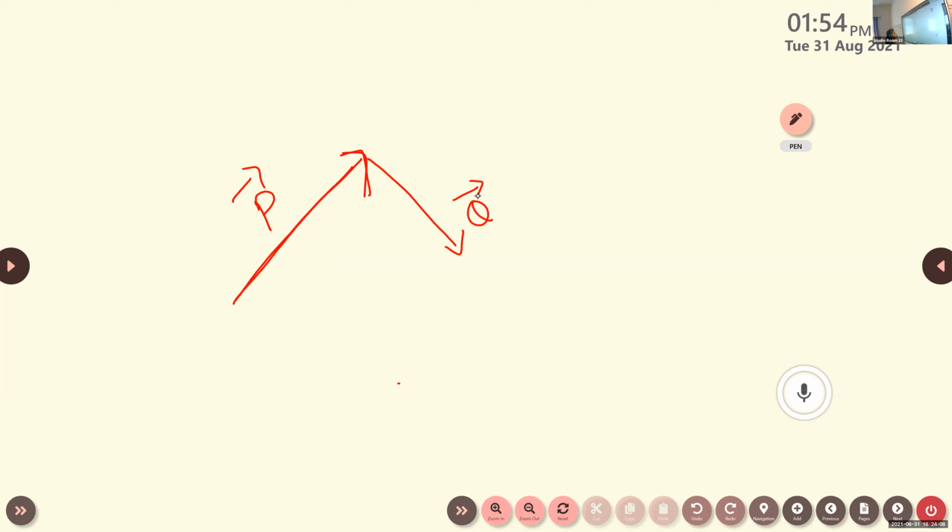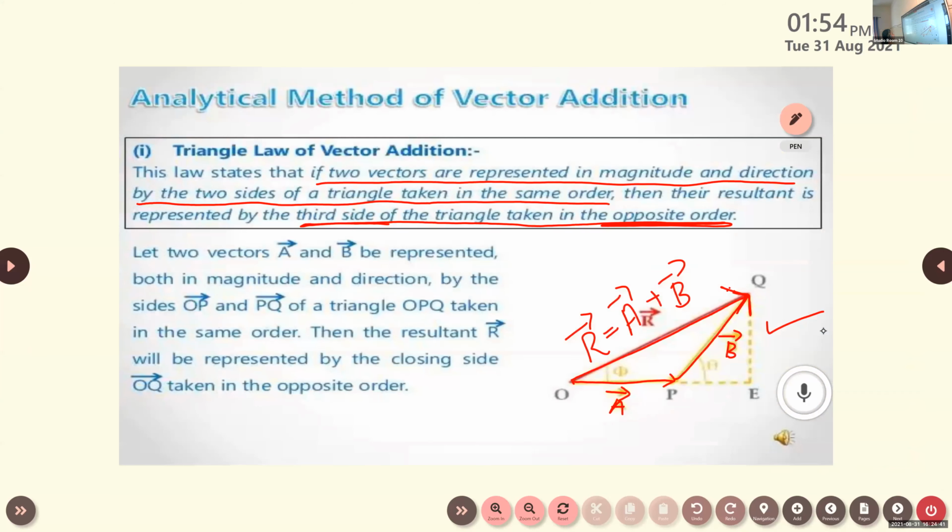They represent the adjacent sides of a triangle. Adjacent sides means nearby sides of a triangle. Then the resultant vector of this triangle is the third side, and that is taken in the opposite order. This is the resultant vector, vector R. Vector R is equal to vector P plus vector Q. This is what our triangle law states. Did you copy down this triangle law?